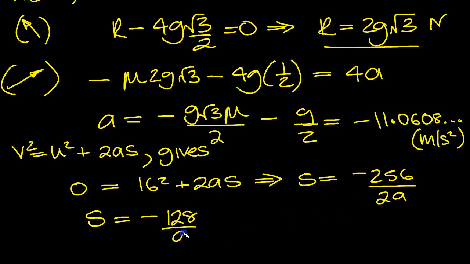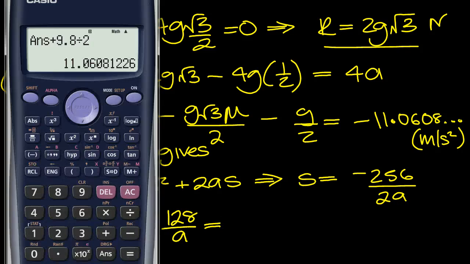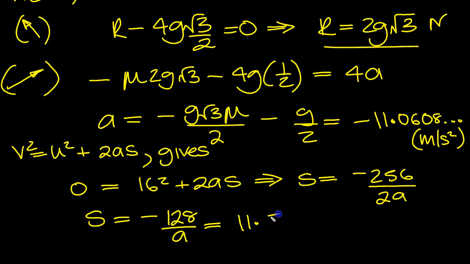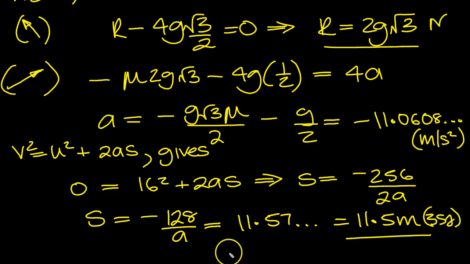over a is equal to, so that again is in as answer. So 128 divided by answer then, and it's a minus. But we've actually got the positive here, haven't we, already? So it's 128 divided by answer, 11.57, which is equal to 11.5 meters to 3 significant figures. So that's the distance moved up the slope.